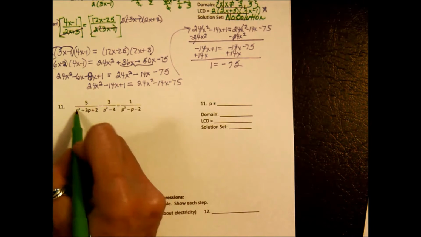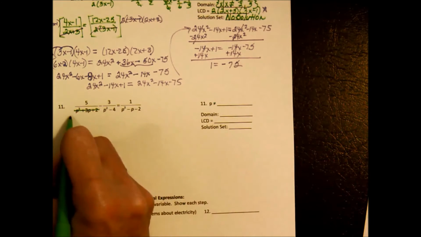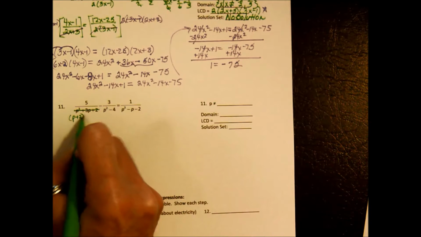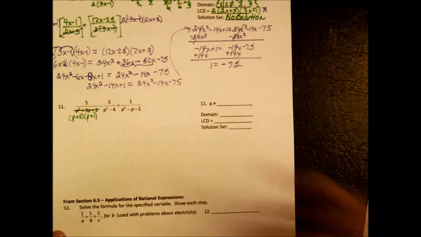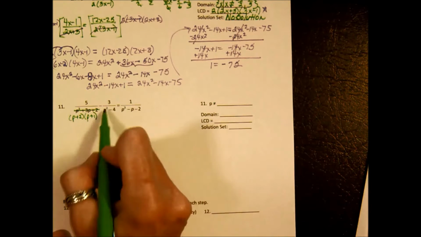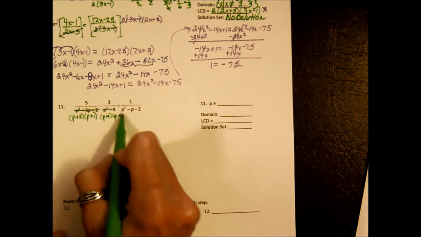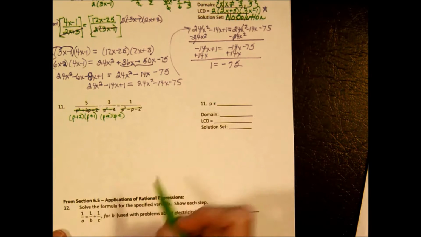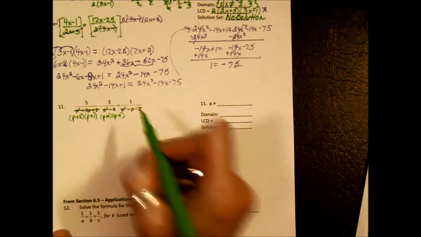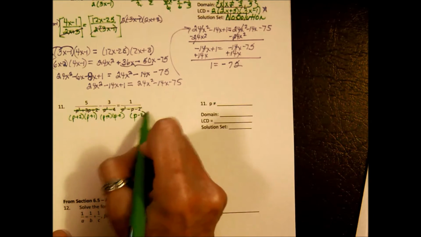This is a short process. It's p plus 2, p plus 1. The middle one is a difference of two squares, p plus 2, p minus 2. This is a short process. It's p minus 2, p plus 1.